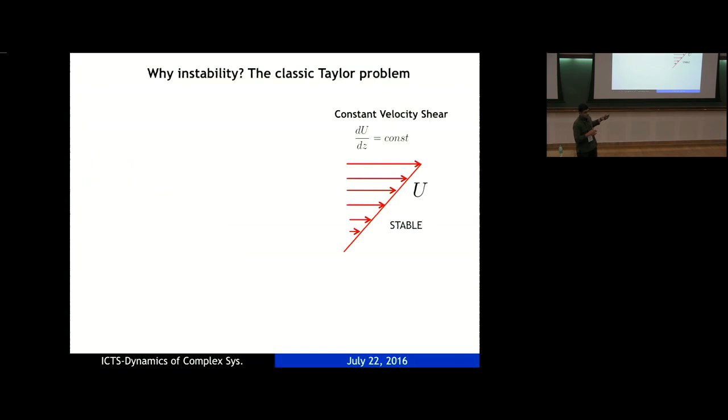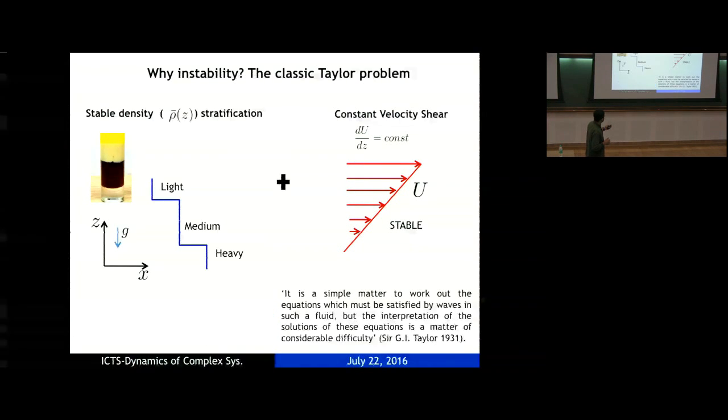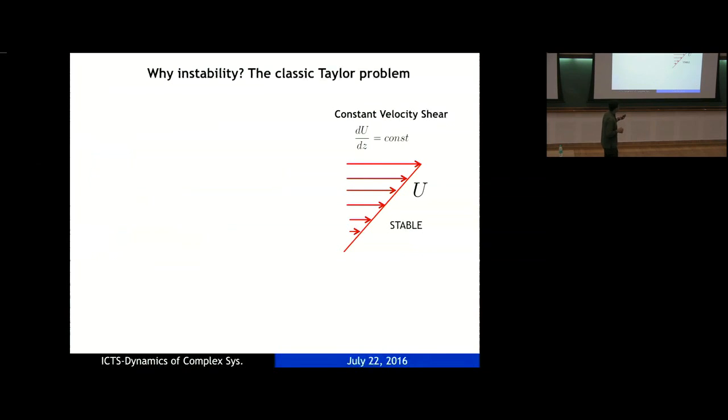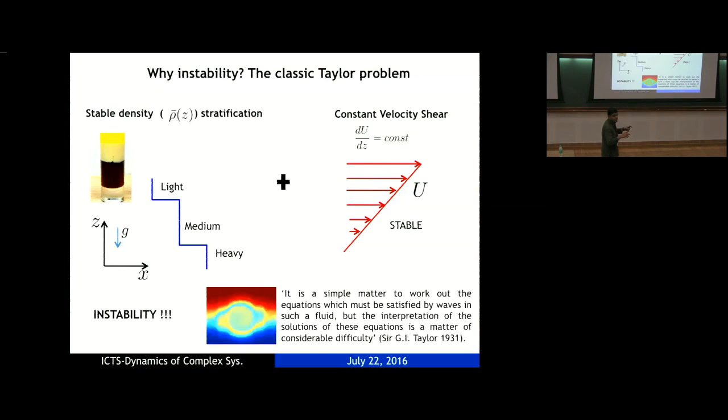Heavy fluid, lighter fluid, it's gravitationally stable. Also, it is easy to prove that if you have a constant velocity shear like this, it is also stable. There is a theorem called Rayleigh's theorem, and also Fjørtoft's theorem. These are classic theorems in hydrodynamic stability that say that this thing is stable, and that is true for normal mode instabilities. Now, if you have both, you should expect that the thing will be doubly stable. But it turns out that it is unstable. Not only that, it has exponential growth, and the structures look like this.